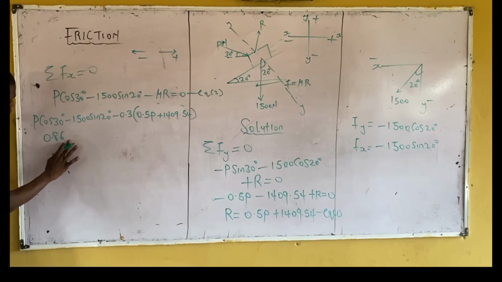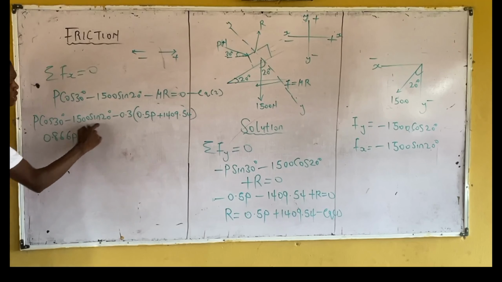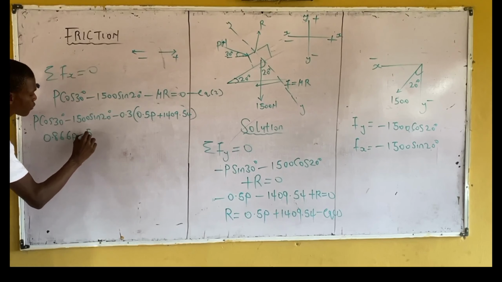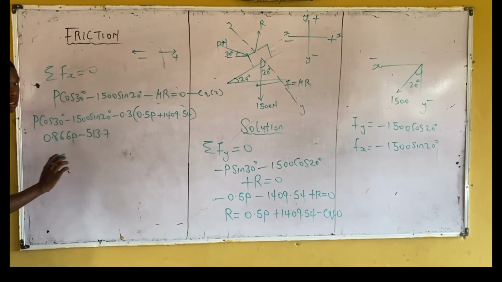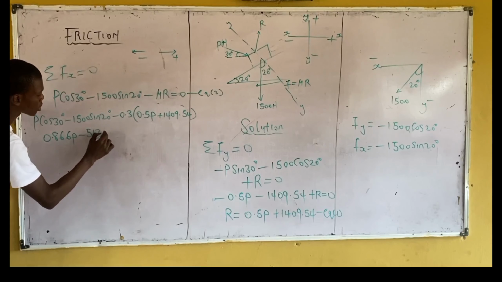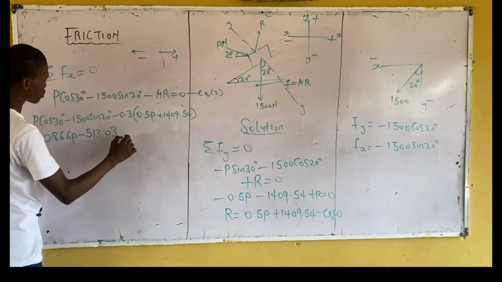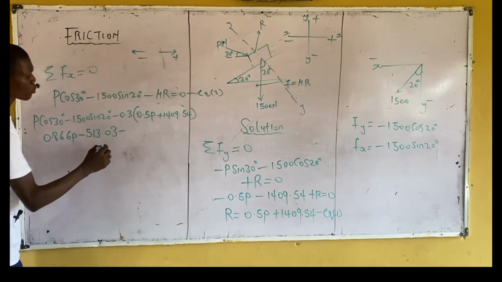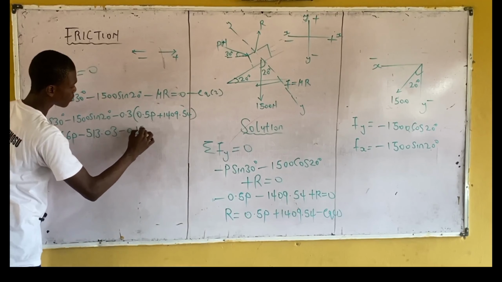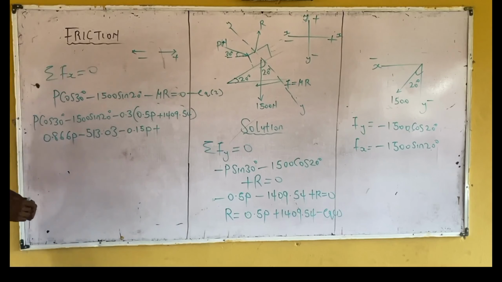Okay, 0.866P, right? Let's go with this. 0.866P negative. What's the answer to this? Let's confirm. 513.7003. Then open up your bracket. What do you have? 0.15P plus this times this. What do you have? 0.3 times 1409.54.